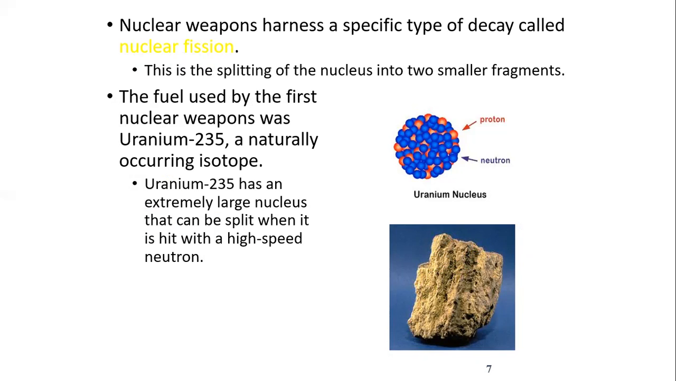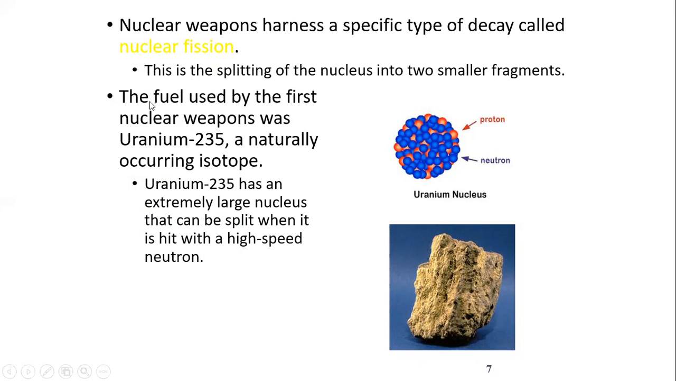When uranium-235 is bombarded with a neutron, we obtain barium-139 and krypton-94, and 3 neutrons are released. In this fission reaction, the mass of the products is less than that of the reactants. This is called nuclear fission, the splitting of the nucleus into two smaller fragments.